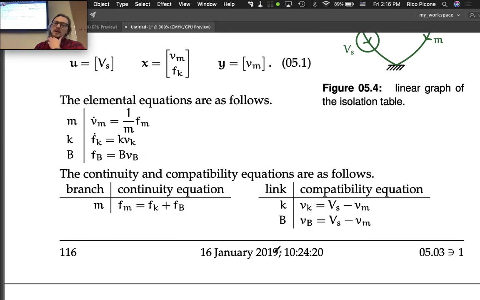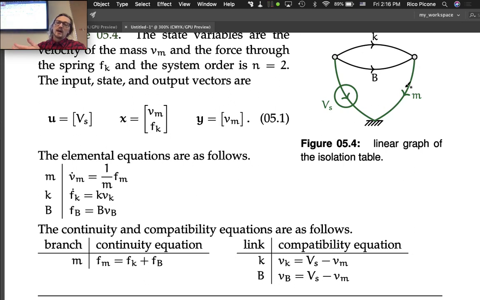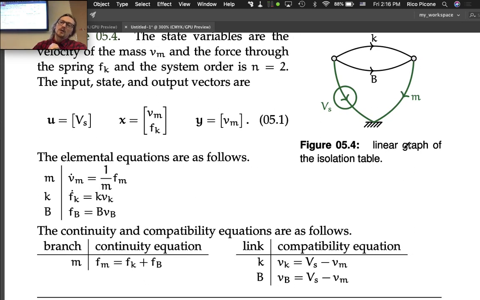Then we have the continuity and compatibility equations. So for each branch, which is each passive element in the normal tree, we will have a continuity equation. So we could draw a contour something like this. That's the contour I used. And we know that all of the through variable leaving this node must equal all of the through variable going into this contour. And we have the force on the mass being equal to the force in the spring plus the force in the damper. So Fm equals Fk plus Fb.